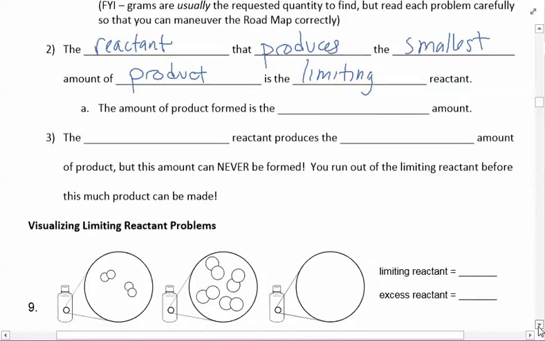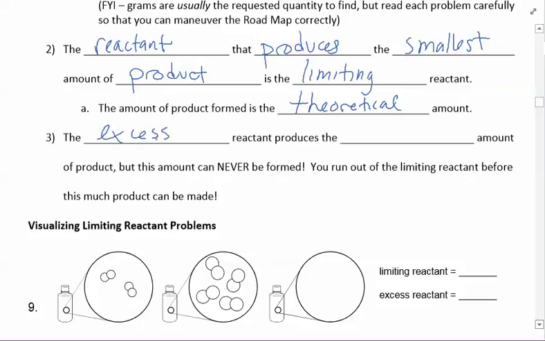The amount of product formed then is the theoretical amount. The excess reactant produces the larger amount, but this amount can never be formed because you're going to run out of the limiting reactant before this much product can be made.